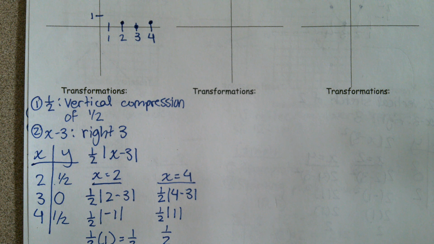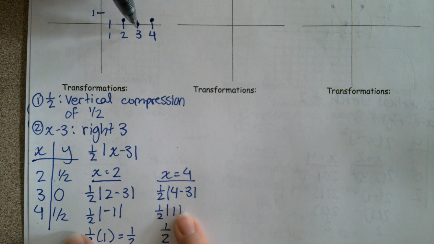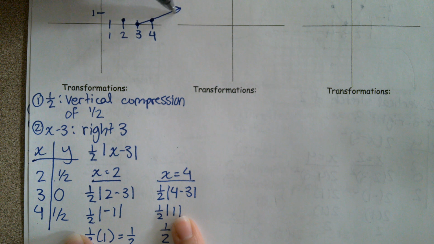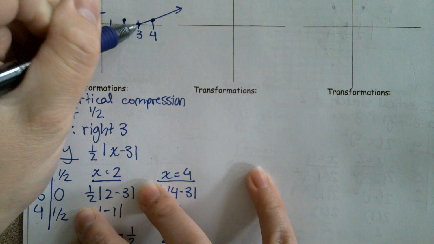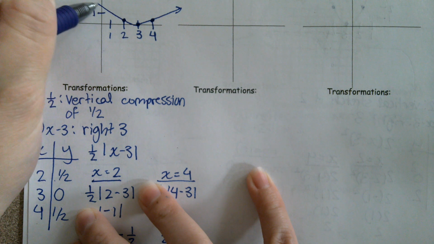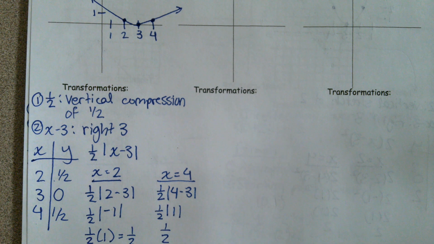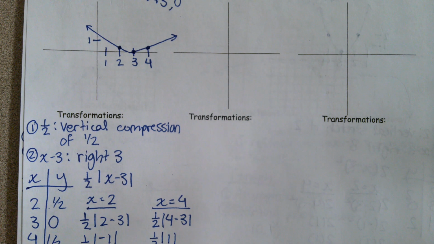Now remember, this one's absolute value, so when you're graphing this V, make sure it's straight. It doesn't curve at all, like the parabola, like the quadratic does. Something like that. As you can see, it looks pretty wide compared to the original. What do you think about it?